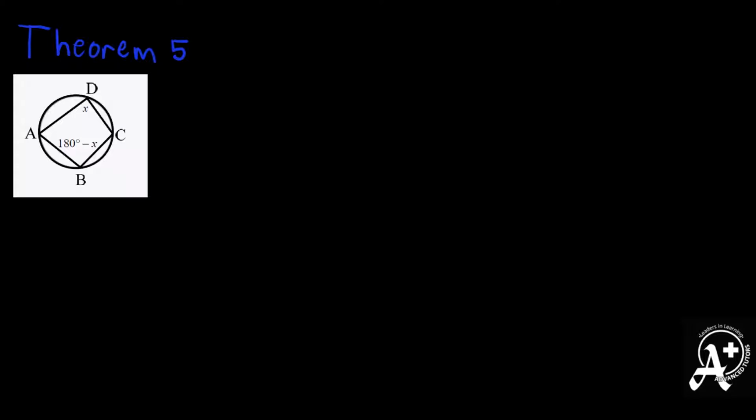Theorem 5 states the opposite angles of a cyclic quadrilateral are supplementary, meaning they add up to 180 degrees. So in the diagram we've got over here, we could say that angle D plus angle B is equal to 180 degrees. Likewise, we could say that angle A plus angle C should also equal 180 degrees. I'm going to pop the proof on the screen here, but I'm not going to be working through it. You're more than welcome to pause the video should you want to have a look at it.